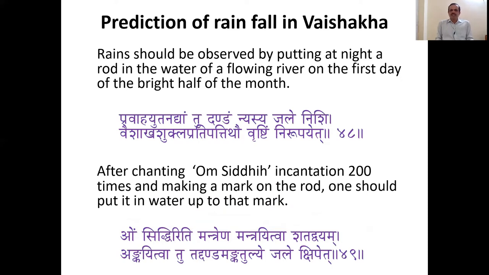So prediction of rainfall in Vaishakha is mentioned as follows. Pravaha yuta nadyam tu dandam nyasya jale nishi, Vaishakha shukla pratipattithau vrishtim nirupayet. Rain should be observed by putting at night a rod in the water of a flowing river on the first day of the bright half of the month.